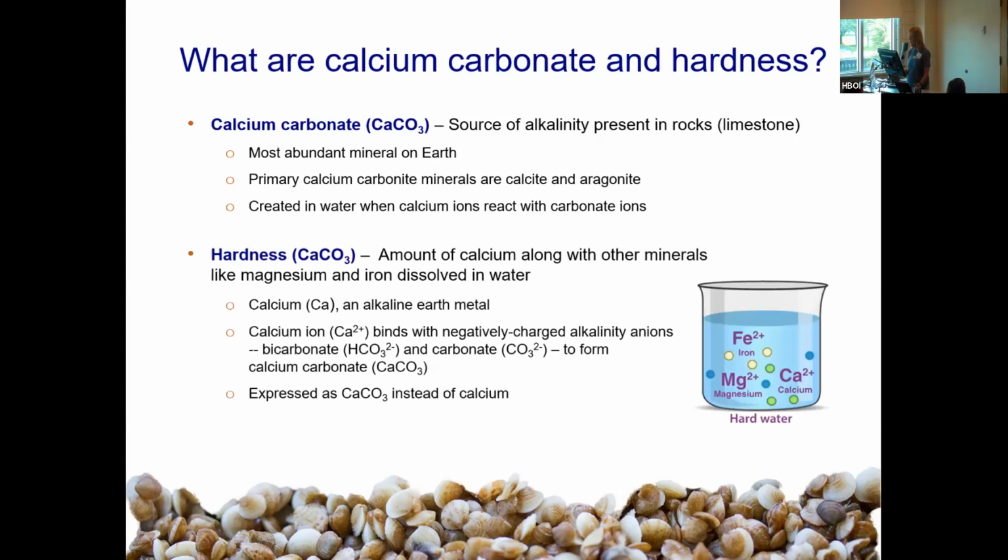Hardness, calcium hardness. It's the amount of calcium along with other minerals like magnesium and iron, they're generally divalent cations that are dissolved in water. So calcium in itself is an alkaline earth metal, but in water, the ion itself binds routinely with negatively charged alkalinity anions, bicarbonate and carbonate ions. You're going to hear about this throughout the presentation. That forms calcium carbonate.